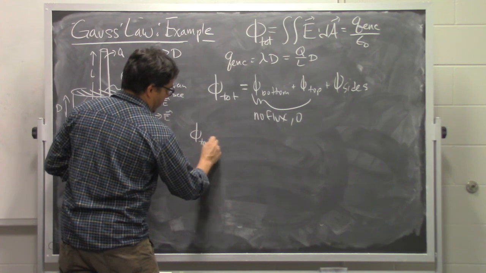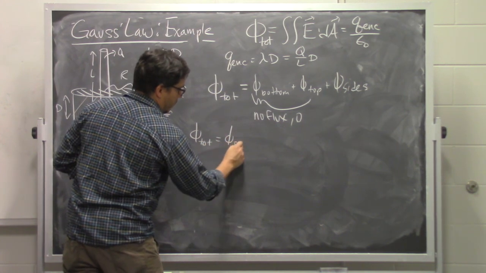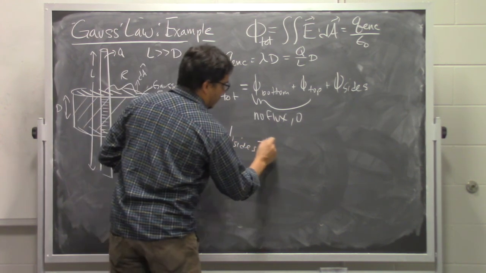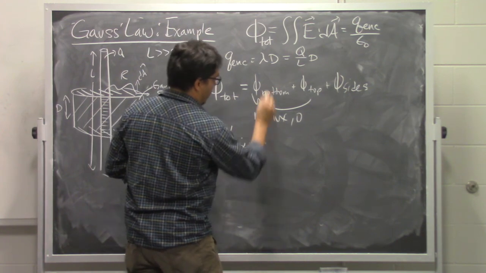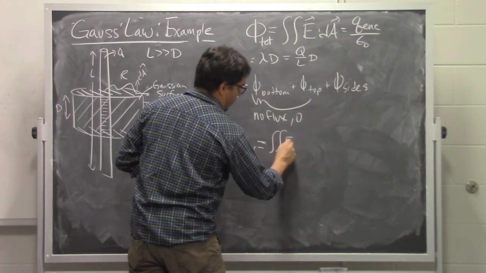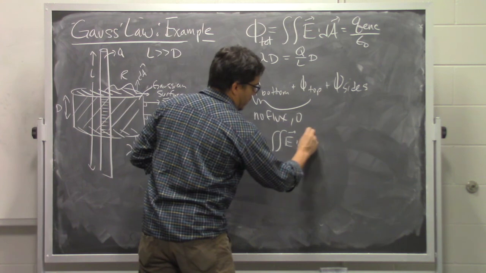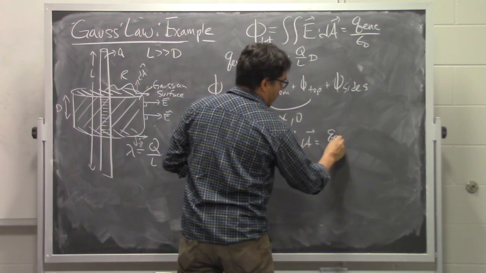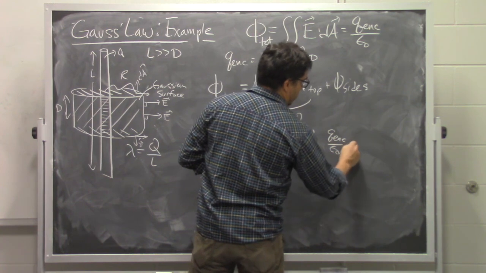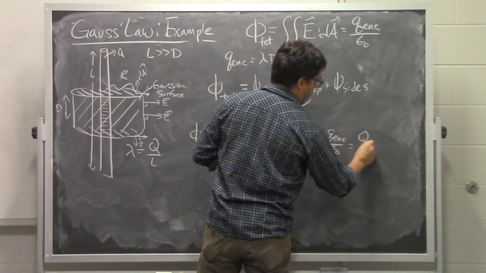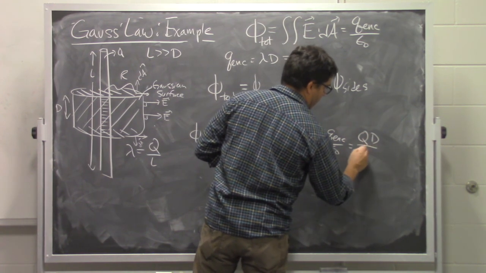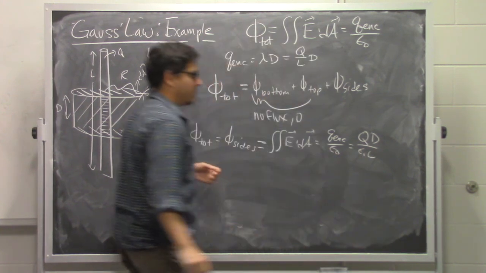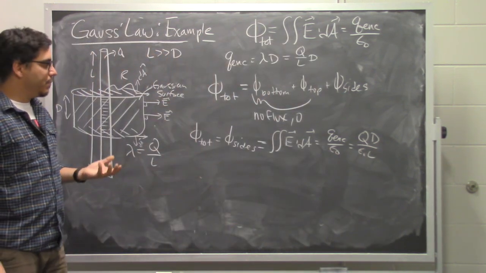That is, the total flux is equal to the flux due to the sides, which is equal to this integral that we're going to have to deal with, E dot dA, and that is equal to the total enclosed charge over epsilon 0, which is going to be equal to Q d over epsilon 0 L, based on the stuff that we actually have calculated already.